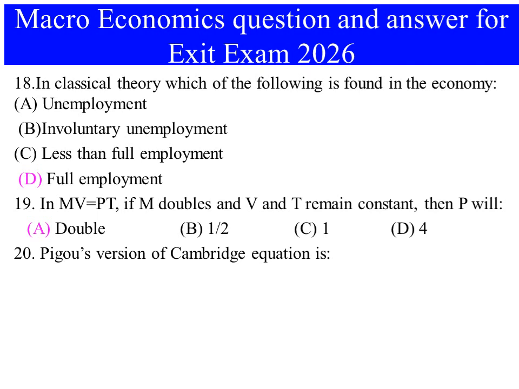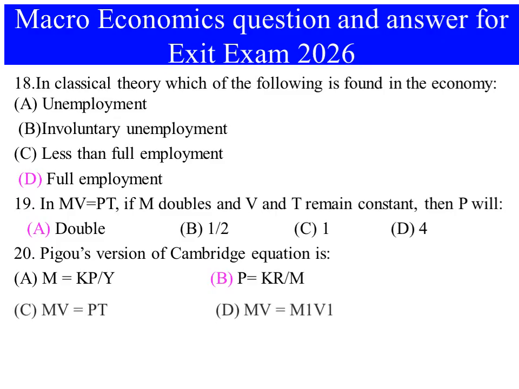The Cambridge equation versions are: A, M is equal to KPY; B, P is equal to KR over M; C, MV is equal to PT; D, MV is equal to M1P1. Those are features, not the Pigou ones. The Pigou one is P is equal to KR over M.